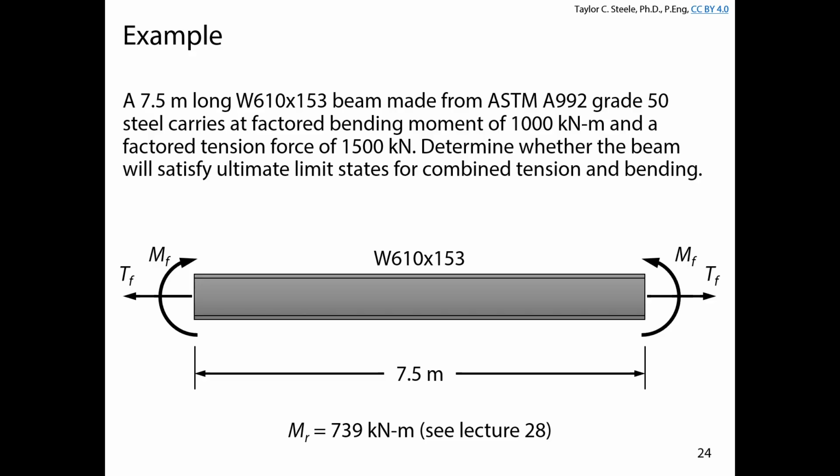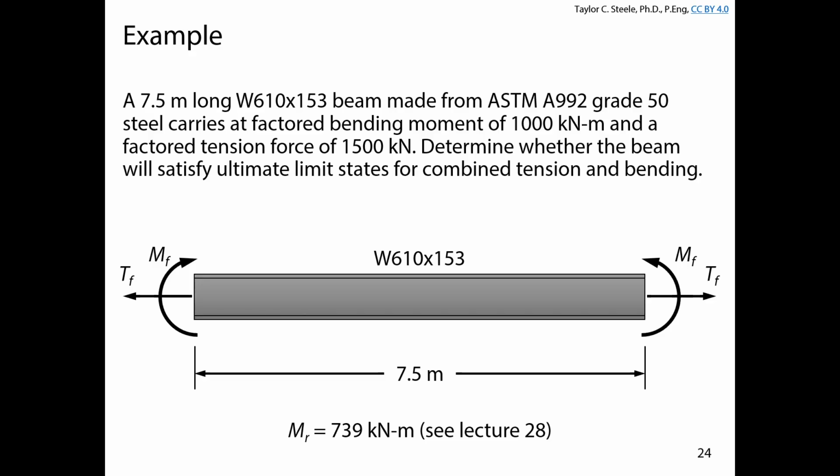Do we have any information about our beam that could help us out with this equation to simplify things before we get going? We have a TF, we have an MFX, do we have an MRY on the beam? It's not talked about in the question anyway. There's no weak axis bending moment acting on this beam, so we do not need to consider the weak axis bending component. What we do need to consider is TF over TR.